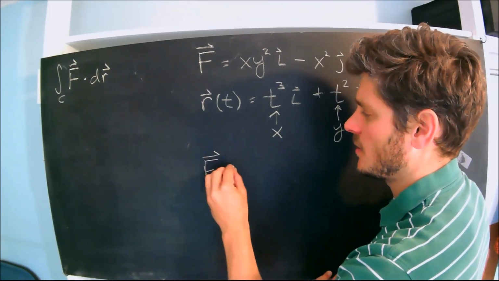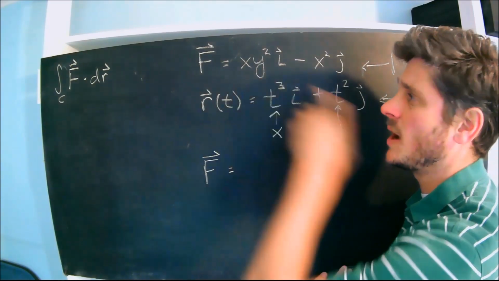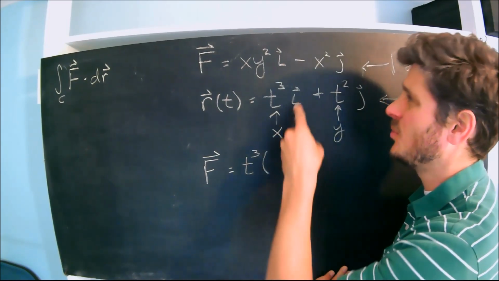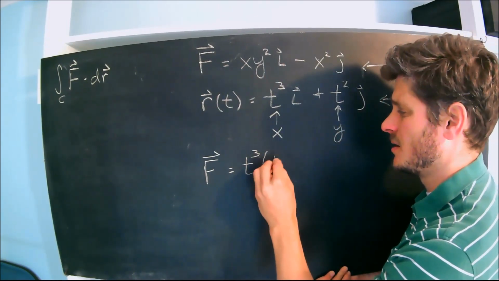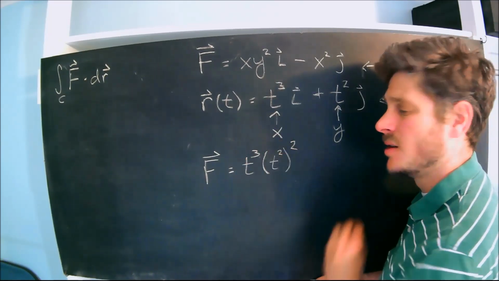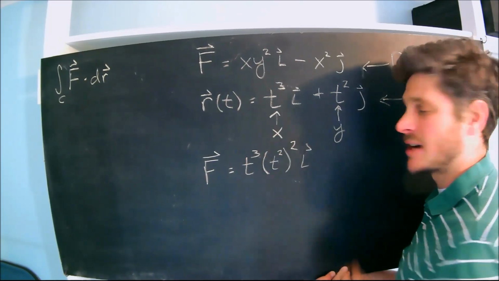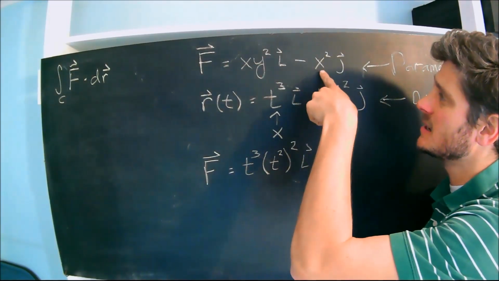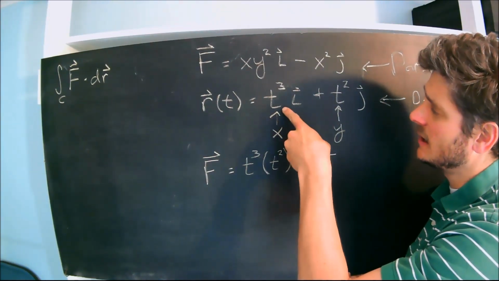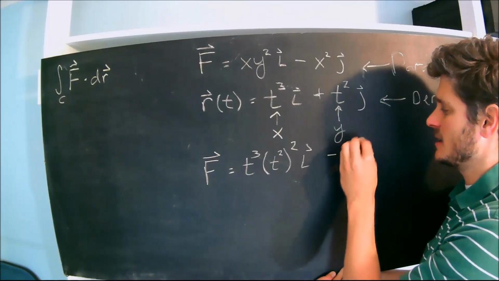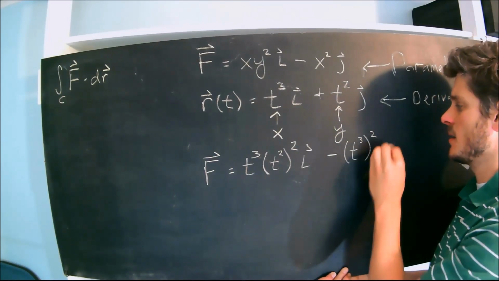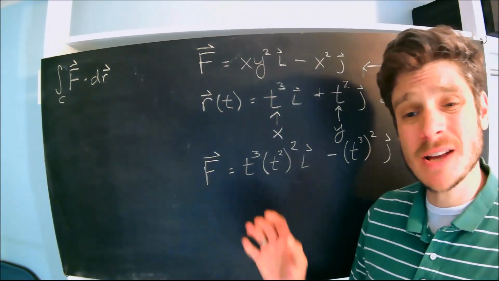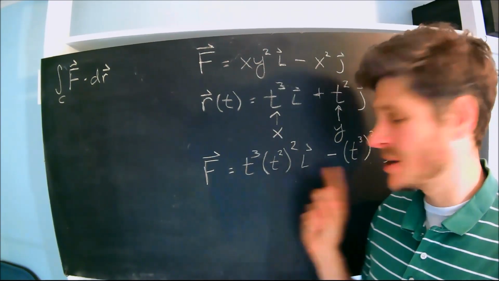So f equals x, y squared. So I need x, that's really t cubed, and then y squared. But y is really t squared, so t squared, squared. So that'll be in my i hat direction. And then for the j hat direction, that's going to be minus x squared. So minus, and x was t cubed, so minus t cubed quantity squared in my j hat component. There's my parameterization. That's all we had to do. Now my vector field, f, is in terms of t.